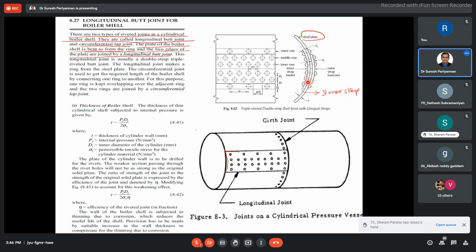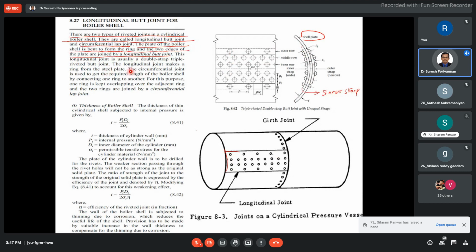I mean, this longitudinal joint is usually a double strap, triple riveted butt joint. The longitudinal joint makes the ring from the steel plate. This is exactly where you can see this is the top view, this is the side view. It looks exactly like a ring from the steel plate, while making the boiler vessel.